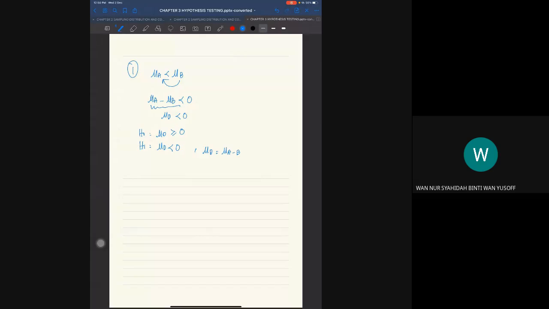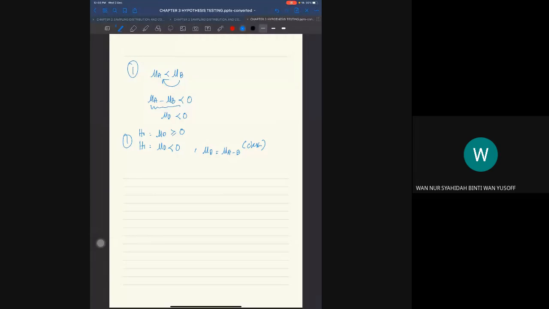Okay, you have to notice what your mu D is. So mu D is A minus B. So the next step, for the data difference, it is A minus B. That's how we determine it. So where is your claim? Where is your claim? H1. That's the first hypothesis that you can write.